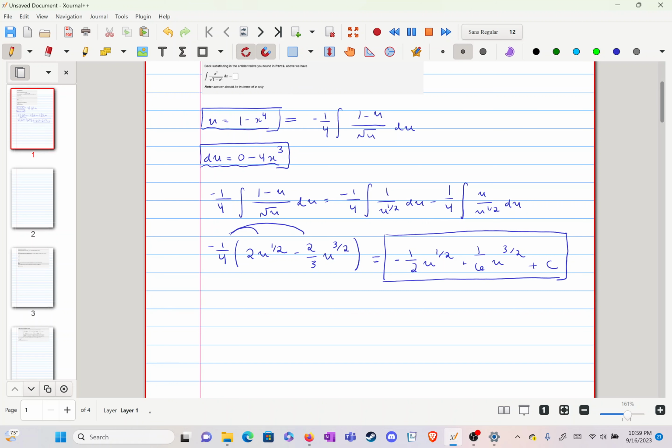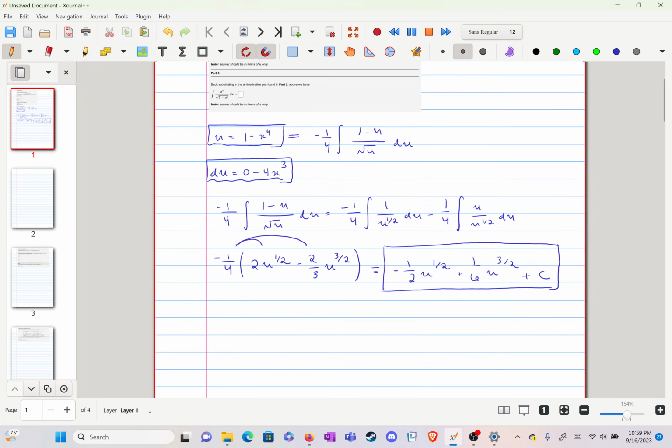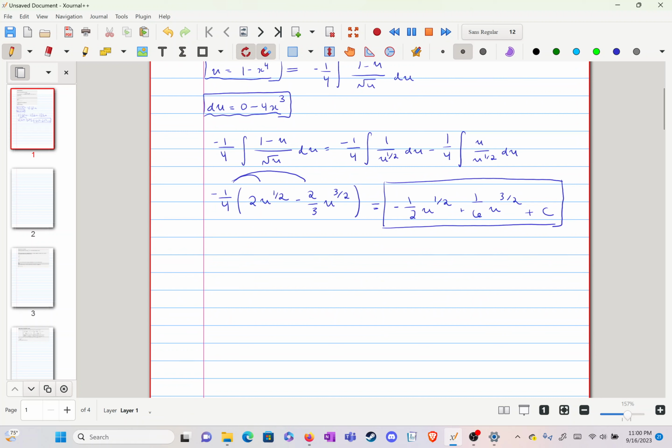Now lastly, the whole point of this section is substitution. So we're going to back substitute the antiderivative we found in part 2. It should be in terms of x. So now we just take our u, and we already have our value of u back up here in the first answer, 1 minus x to the 4th. We plug it in every time we see u. So we're going to see u twice here. We're going to go back, negative 1/2, parentheses, because we have 2 terms in here, 1 minus x to the 4th to the 1/2 plus 1 over 6, parentheses, 1 minus x to the 4th to the 3/2 plus C.